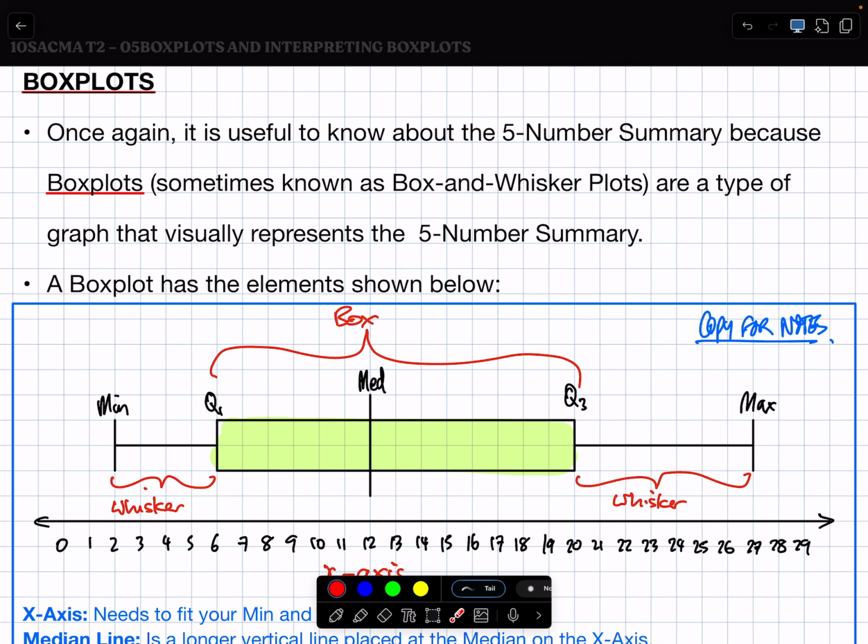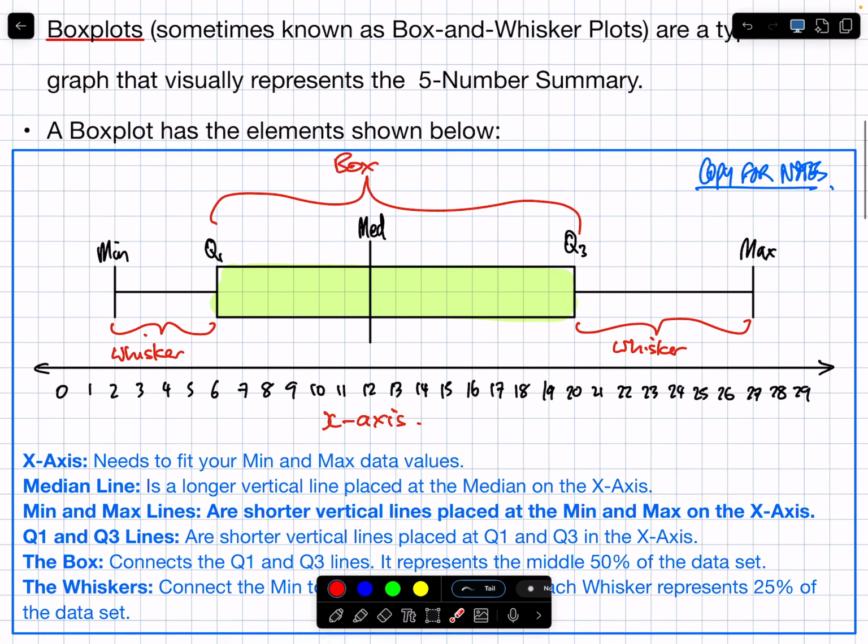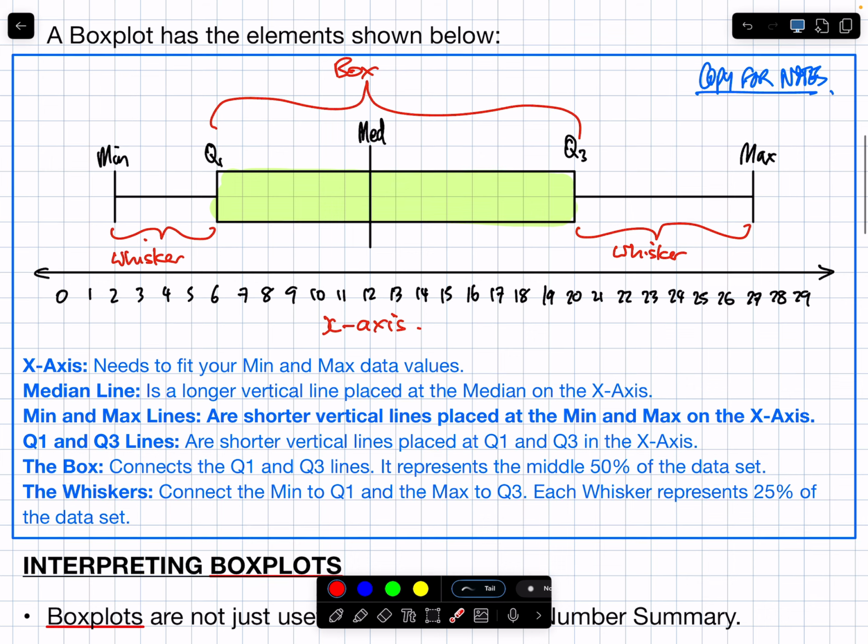I taught you what a 5-number summary was last lesson. Minimum, median, maximum, and then the Q1 and Q3. A box plot is literally a picture of that. So, that is what a box plot is. You need an x-axis. It needs to fit all of your data. The median line is longer, and that sits where the median of the data is. It tells you where the middle is.